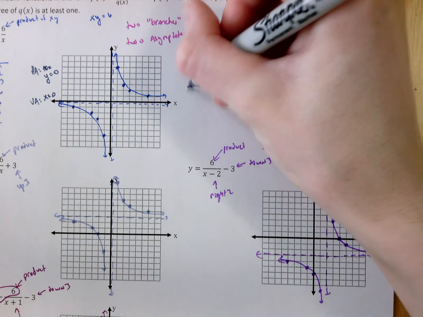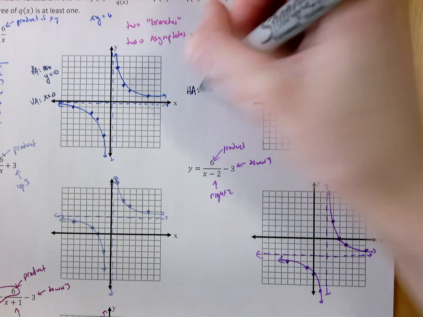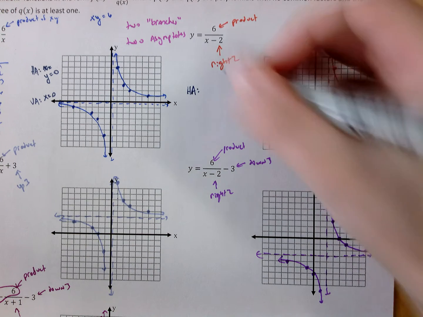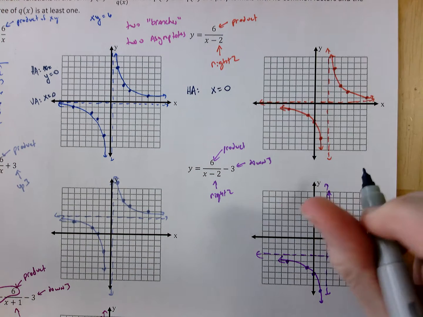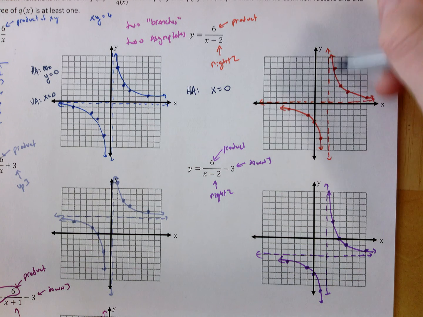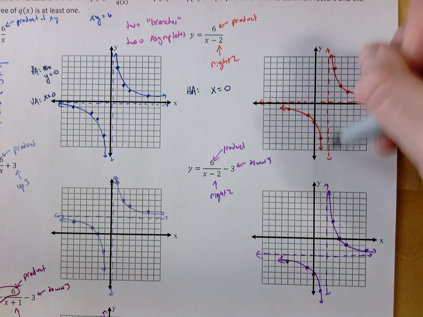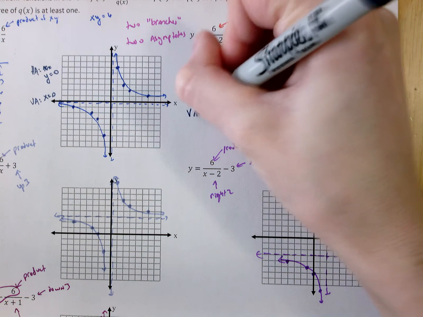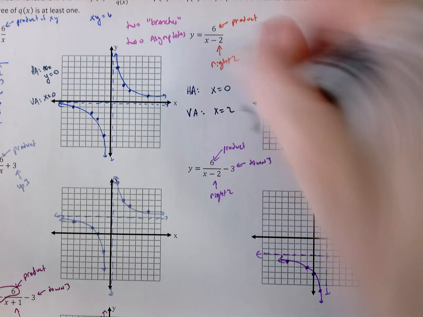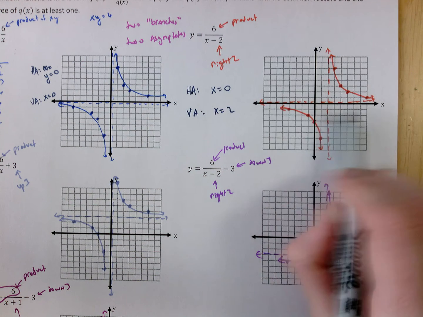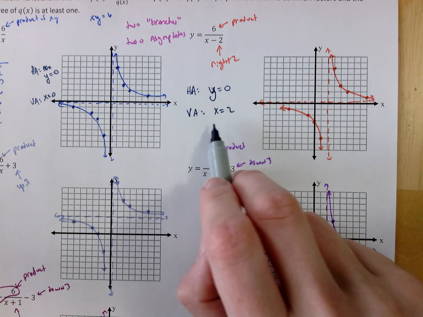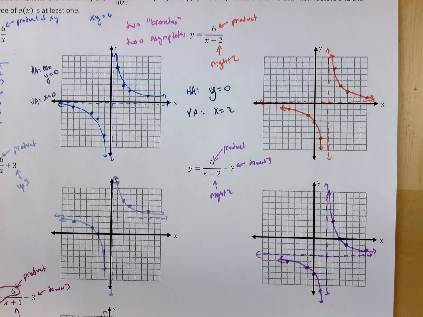Okay, this one, my horizontal asymptote, this guy, what do those all have in common? Well, they have an x coordinate of 0. And my vertical asymptote, what do those all have in common? Well, those have an x coordinate of 2. I screwed this up. These guys do not have x equals 0 in common. They have y equals 0 in common. I usually do the vertical ones first and then the horizontal ones, and I accidentally did them backwards, and it's totally throwing me off.